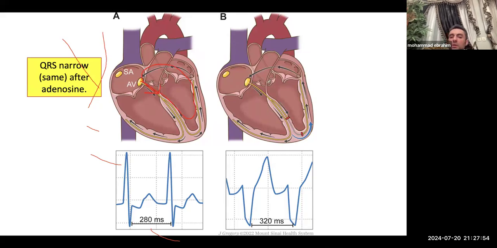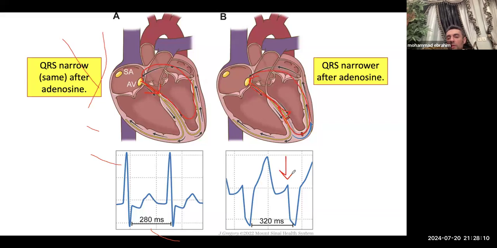If you're going down the AV node, and then it blocks, for example, in the left bundle, goes down the right bundle and up the pathway, the QRS would be wide because you're blocking down the left bundle. Then when you give adenosine to terminate, the QRS would become narrower. The left bundle was not diseased, it just was not conducting during SVT because it was too fast for it to conduct.